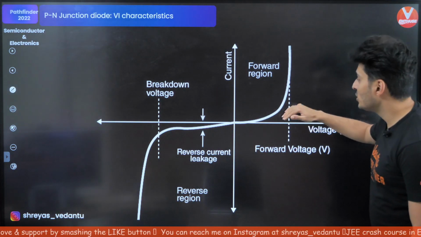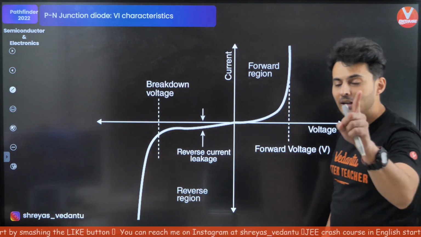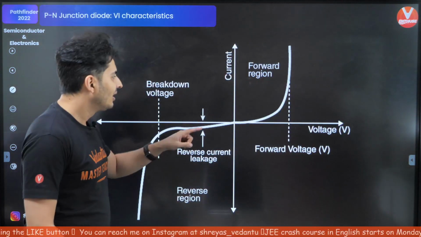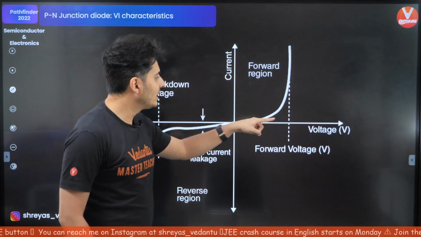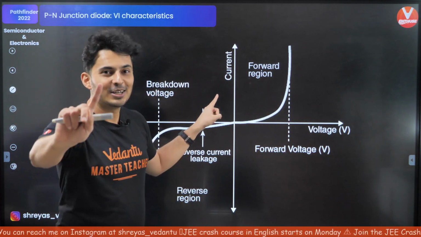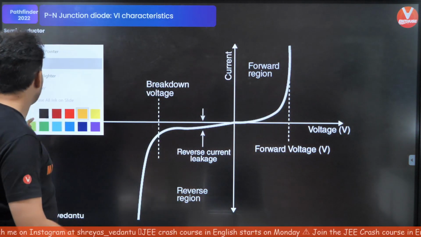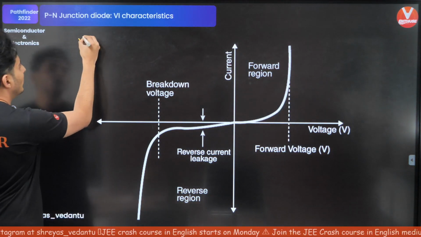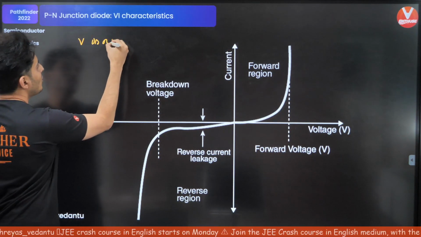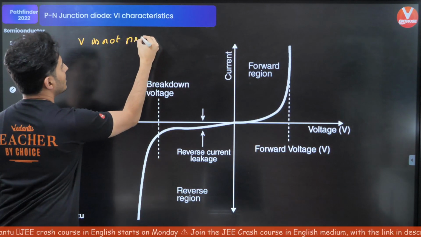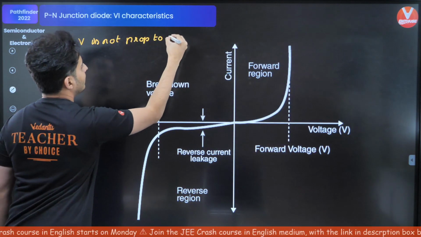When you apply some voltage, you will see the current changing. Now here is something which is very important. For a normal conductor, voltage was proportional to the current. Here it is not. So that's very, very important for you guys to see. Voltage is not proportional to the current.